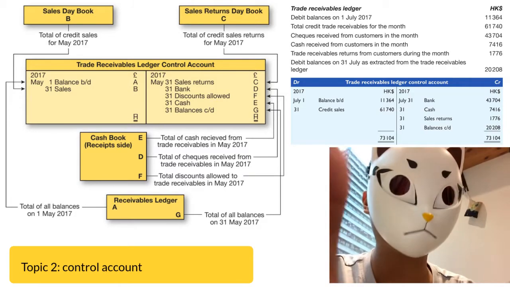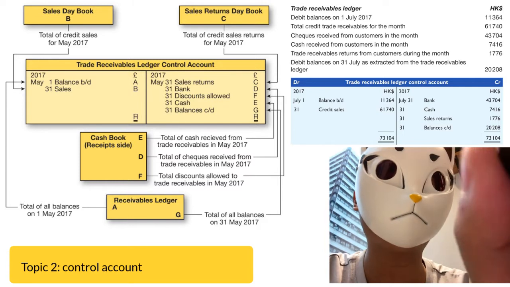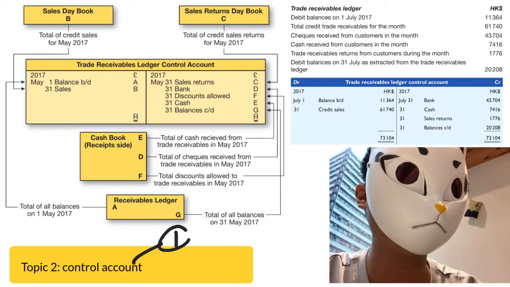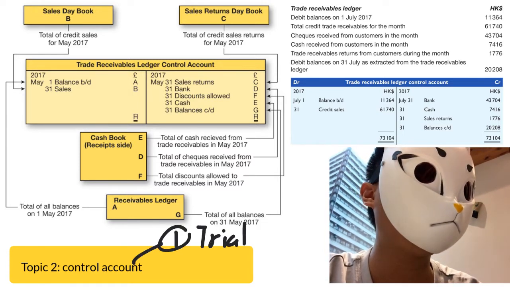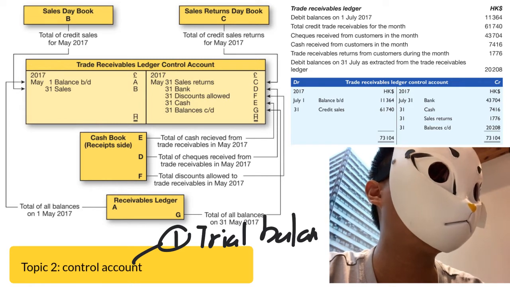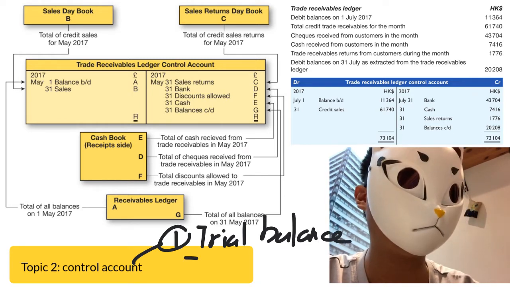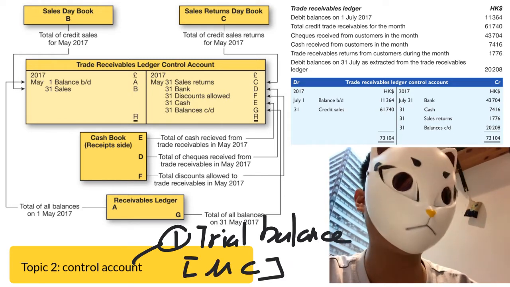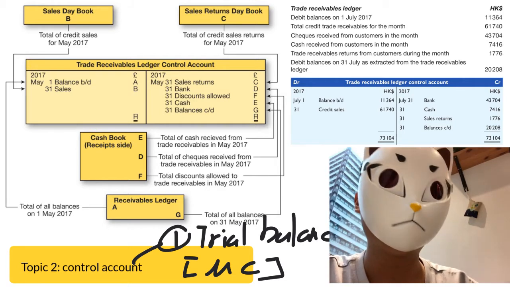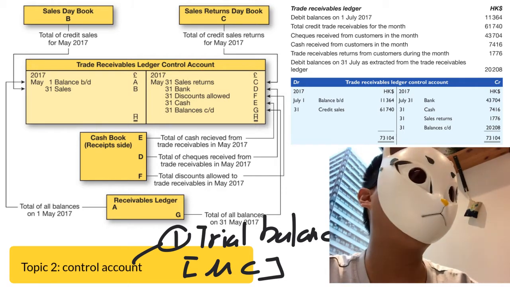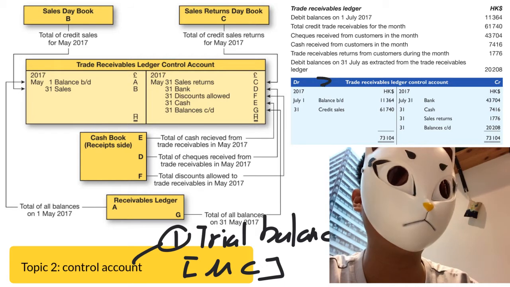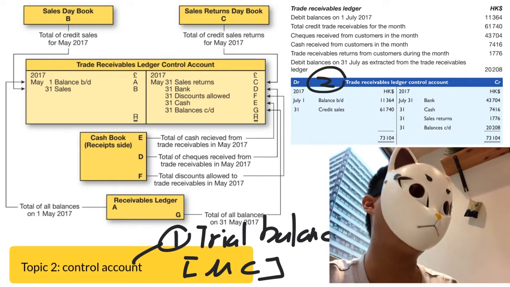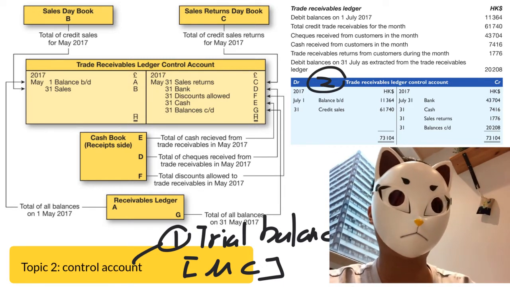Now, other than the trial balance, there are two ways to control it. The first one we call the trial balance, which is quite easy and usually appears in the format of multiple choice questions. The second way to do the control is to make use of the control account, to check for any errors.